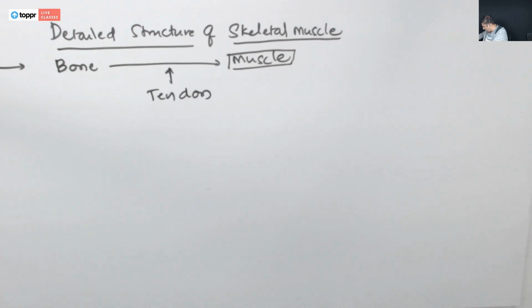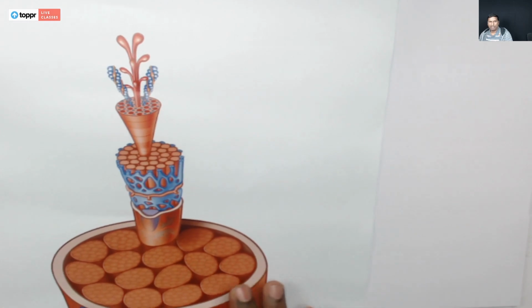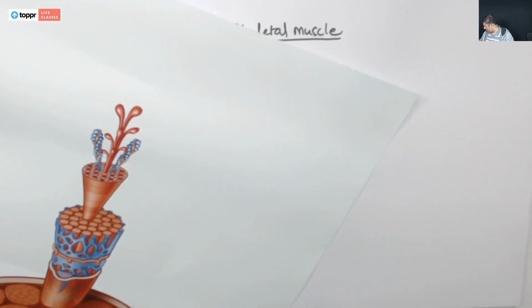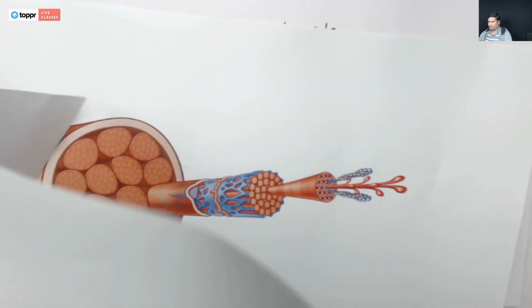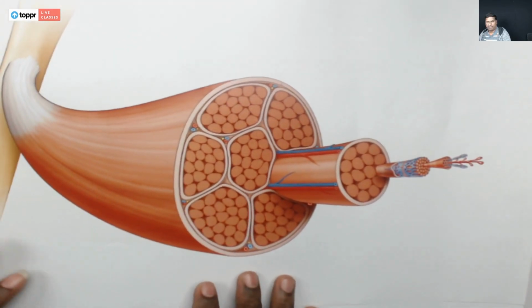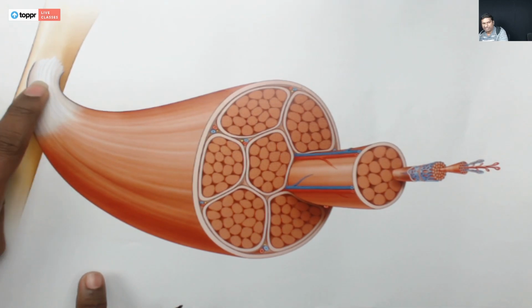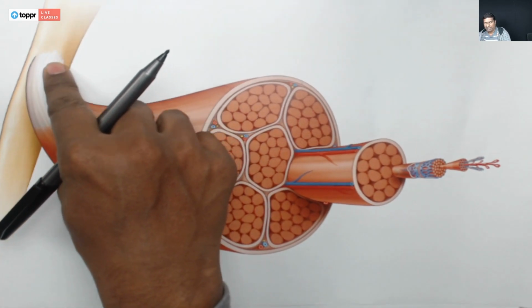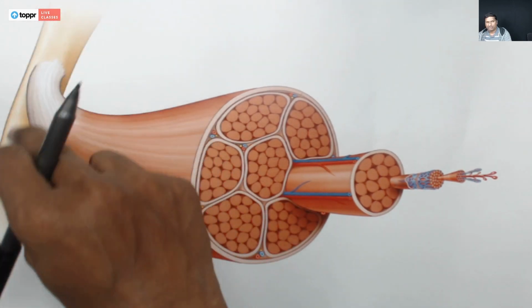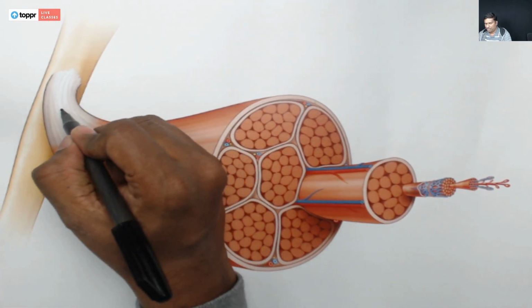Okay, we'll start with the smallest component and move backwards. Let me just show this first. This white region is your tendon. The tendon is actually helping the muscle to attach to the bone. So this is your tendon.